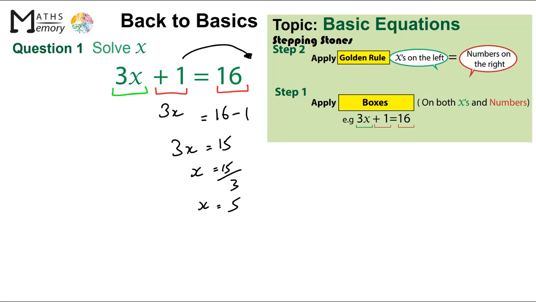That is your answer. You can always test it as well by plugging this back into the original equation if you wanted to, and check it. 3 times 5 is 15. 15 plus 1 is 16. It works. So make sure you understand step 1, which is the boxes on these x's and numbers, and step 2, which is the golden rule. These will be used throughout this whole topic on basic equations.